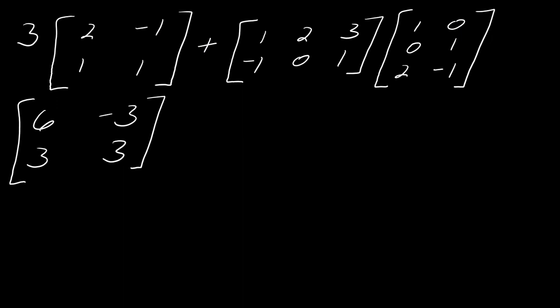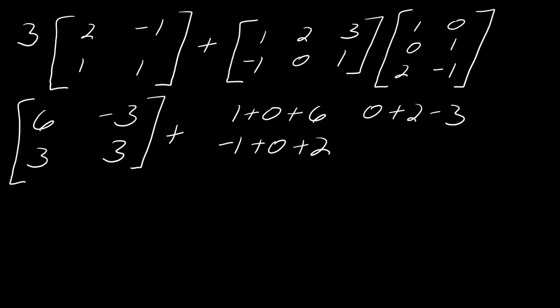And now let's work through this one. I'll just put all the pieces together. I'm going to take this row times this column. That's going to become 1 plus 0 plus 6. Let me double check my work. Yep. This row times this column, so that will be 0 plus 2 minus 3. Then I'm going to have this row times this column, so that will be negative 1 plus 0 plus 2, and then finally it looks like I'll have 0 plus 0 minus 1.